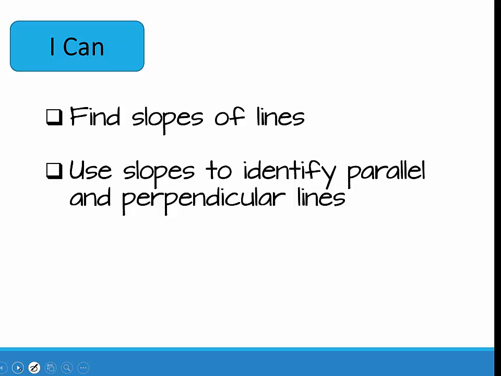So it's the end of the lesson. You should be able to find the slopes of lines and then use the slopes to figure out if things are parallel or perpendicular. Make sure you write down any questions you have and we can go over them tomorrow.